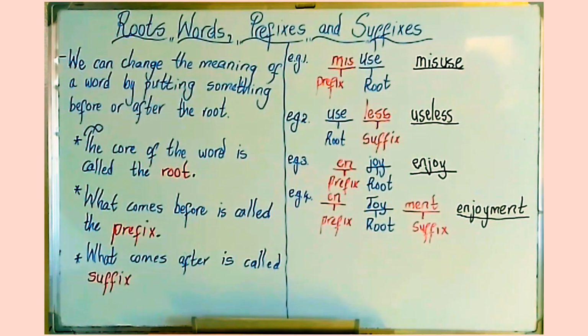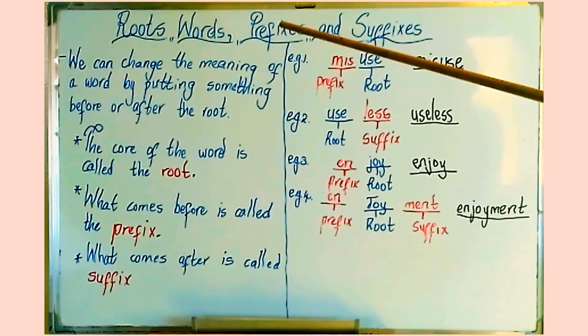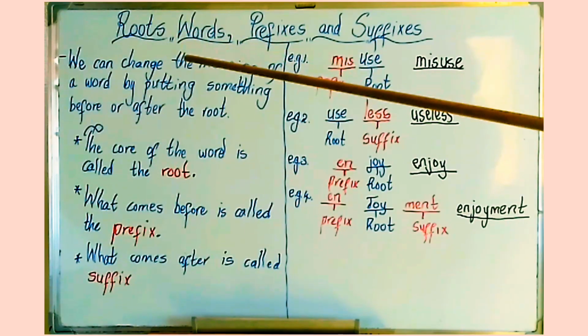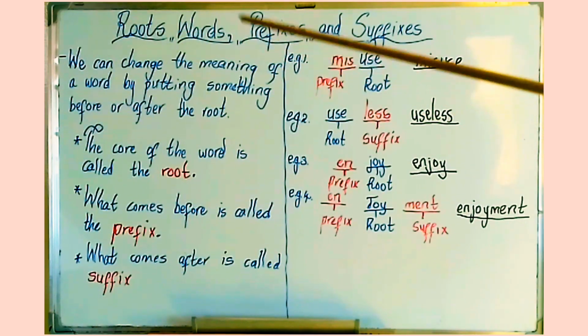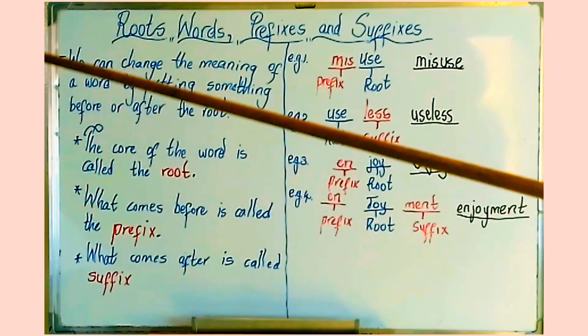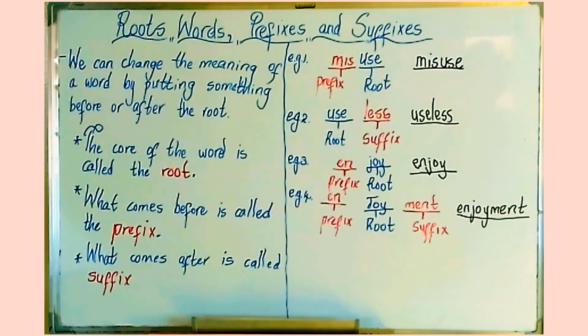Today's lesson is about root words, prefixes, and suffixes. Please check the board and see what we are learning today. Today we are learning about root words, prefixes, and suffixes. So root words are original words, and prefixes are the words that you put in front of the original word, and suffixes are the words you put at the back of the original word.